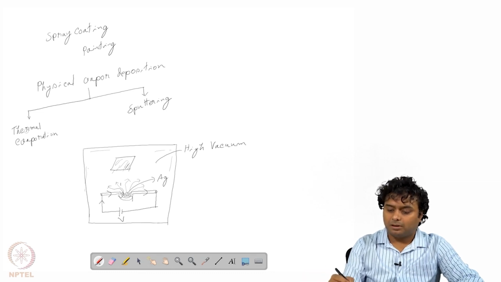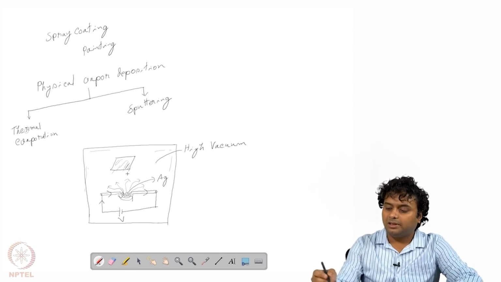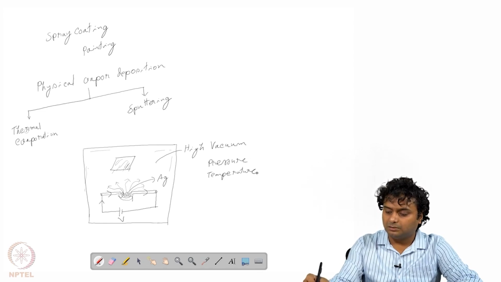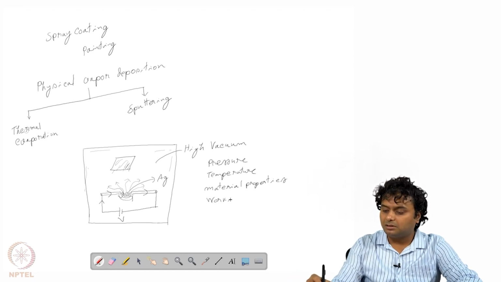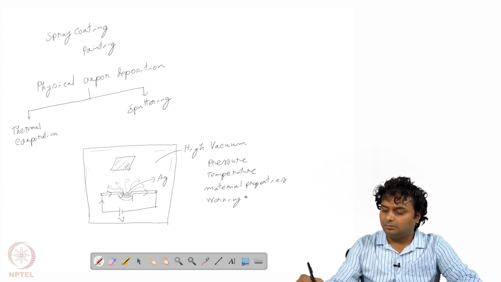and then we deposit the material, and the thickness of the material, like how much it will be deposited, depends on many things like this pressure, temperature, then material properties like what kind of material it is and what the vapor pressure of the material is, and working distance. Working distance means the distance between the sample and the holder, like the boat.